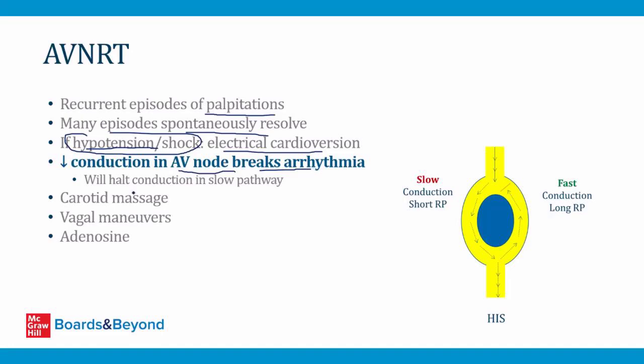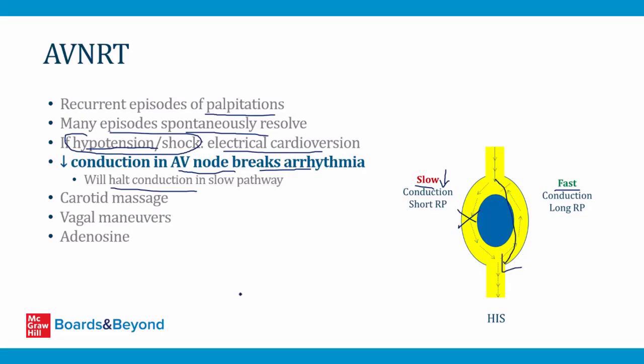What this does is it slows conduction to the point where conduction is not possible through the slow pathway. So remember, we've got a slow and a fast pathway. So if you do something, either a maneuver with the patient or you give a drug that makes conduction in the slow pathway even slower, eventually it will just shut down and there'll be no conduction here. And then the patient goes back to being a patient with a single pathway and the AVNRT will terminate.